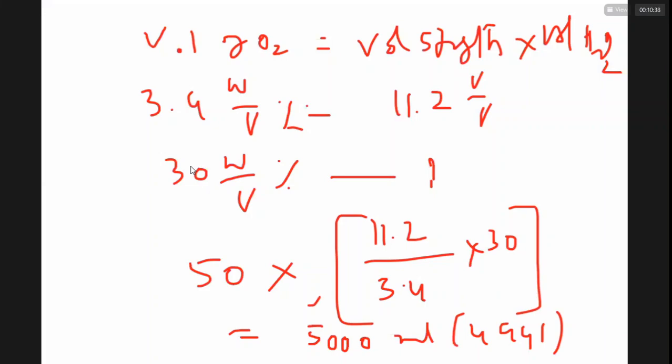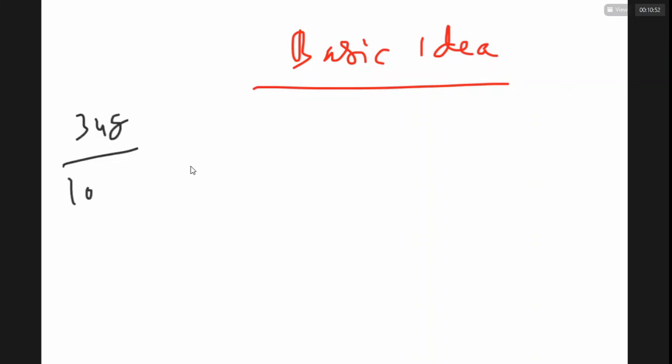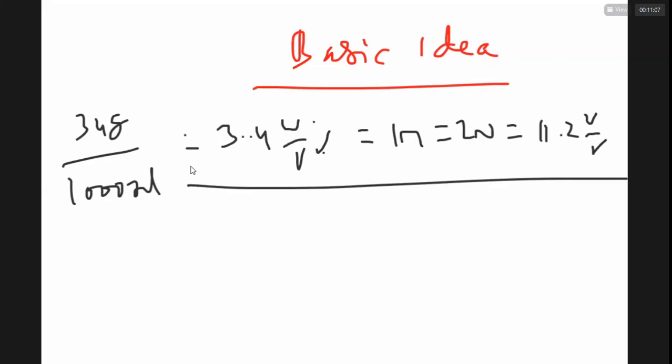Can you see how we have solved this? What is the basic idea I should remember? If I dissolve 34 grams H2O2 in 1000 ml, that makes 3.4 W by V percentage. That is equal to 1 molar, equal to 2 normal, equal to 11.2 V by V. If I remember this, I can solve any problem.